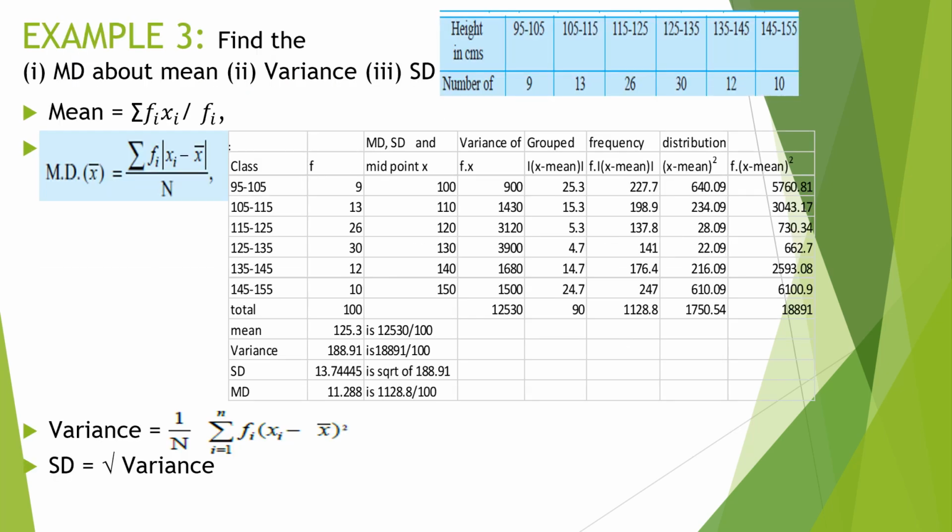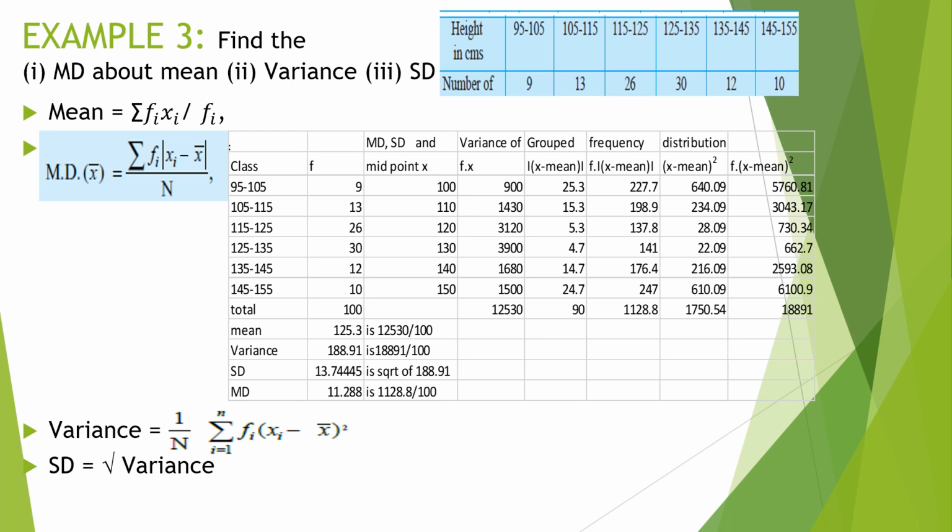Example 3. Find the mean deviation about the mean, variance and standard deviation. These three measures you need to find. The data given here is in the form of grouped data: height in centimeters and the number of children. Since you need to find the mean deviation about the mean, you first need to find the mean. What is the mean? Sigma fi xi upon sigma fi, where xi is the midpoint of each class.